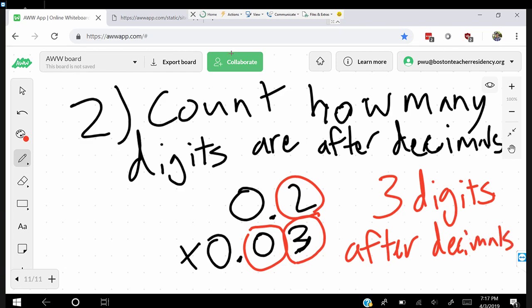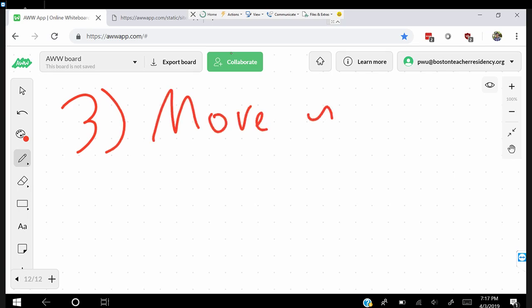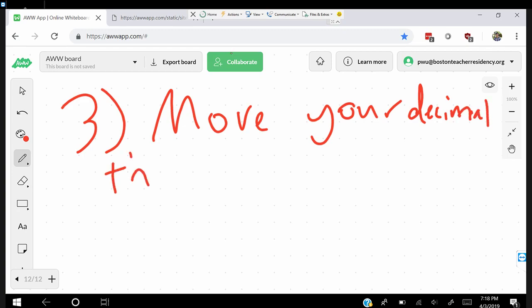And then step 3, move your decimal that many places left.